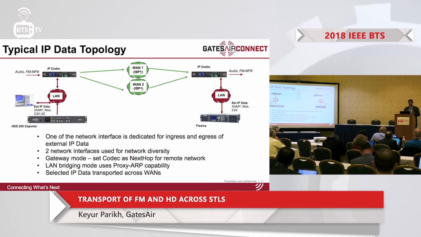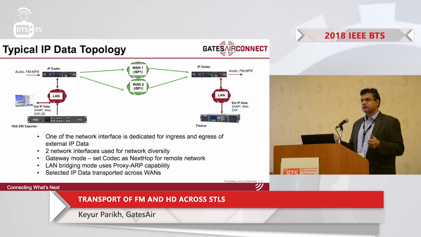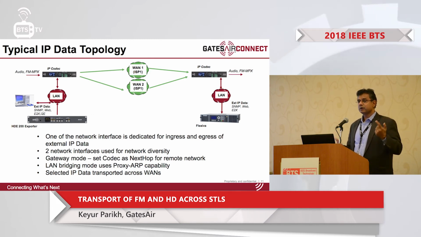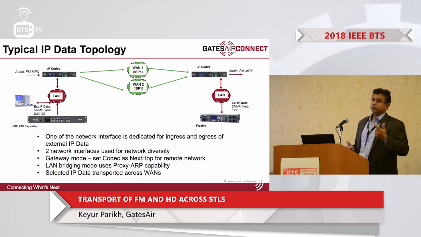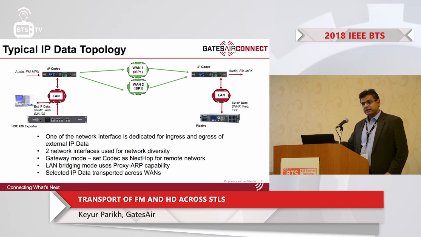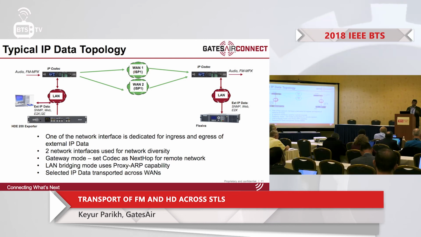Now the packet selection is done based on source IP, destination IP, source mask, and destination mask. So we allow transport of a single IP flow across the network or an entire subnet. So if you're sending E2X, for example, that would be a single flow. So your source IP would be the exporter, the destination IP would be your exciter, and then the mask would be all Fs. So essentially, the single data flow is selected to go out.